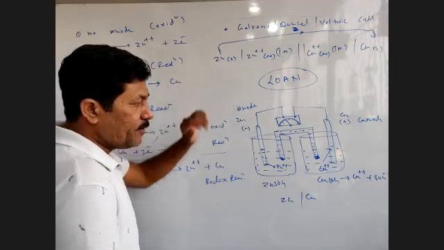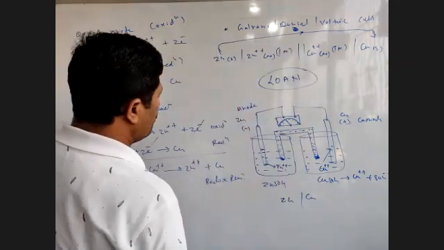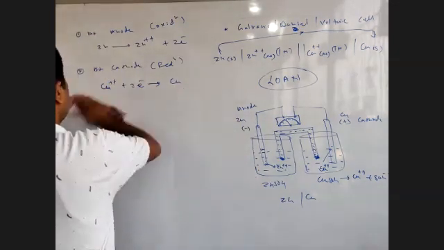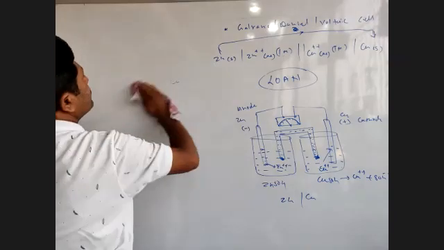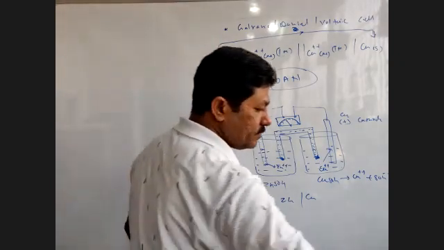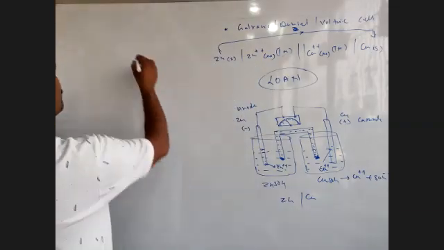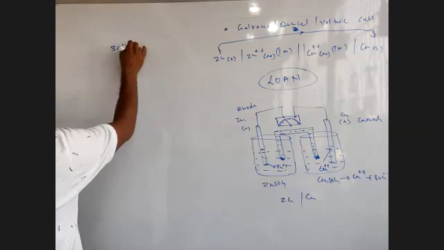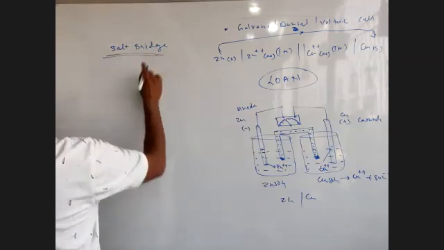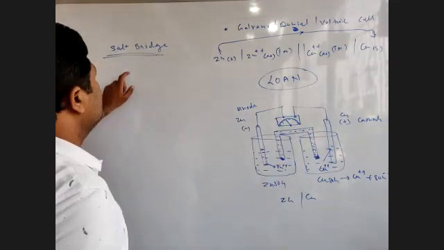Clear with this? Now we have to go ahead, salt bridge और potential के बारे में हमें move करना है. Also, is there any doubt to anyone? Okay. Now, let's move to salt bridge. Salt bridge. तो ये जो salt bridge हमें दिखाई दे रहा है, that is what we are seeing here. This is the name of the salt bridge.